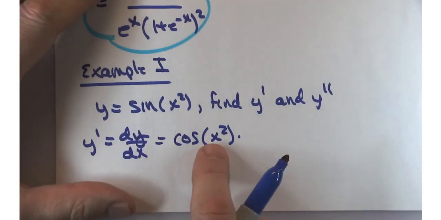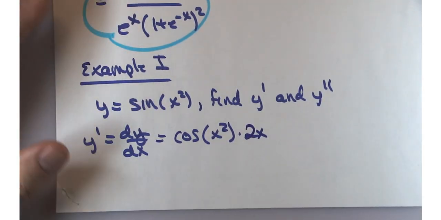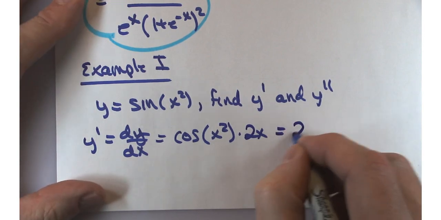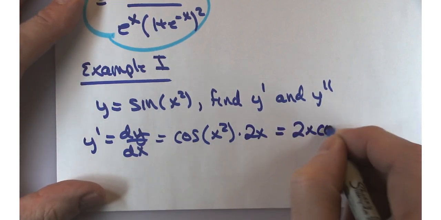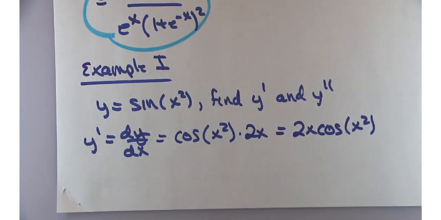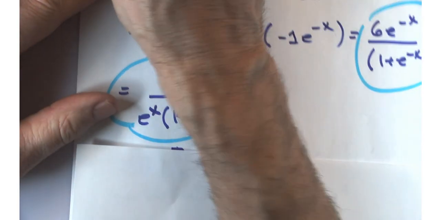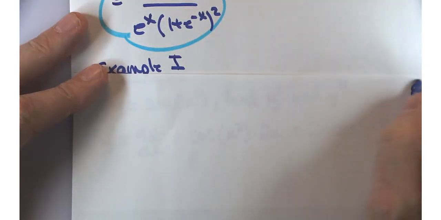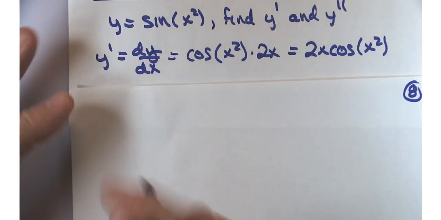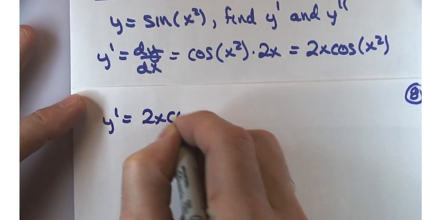What's its derivative? 2x. Nice. So I'll clean that up as 2 times x times cosine of x squared. Great. Let's copy that onto the next page here for myself. It's going to be a busy note day. So we got y prime equals 2x cosine of x squared.